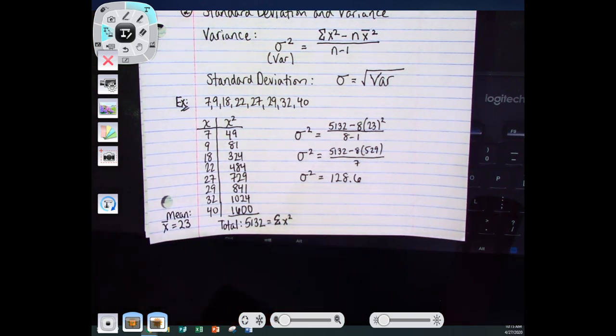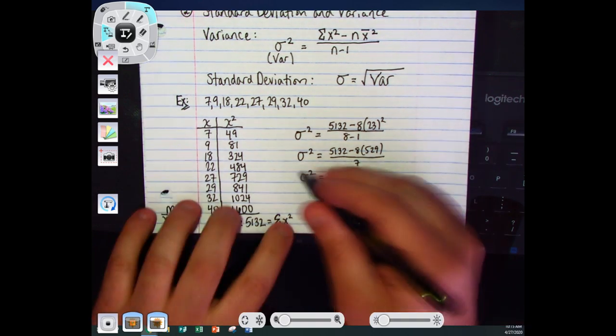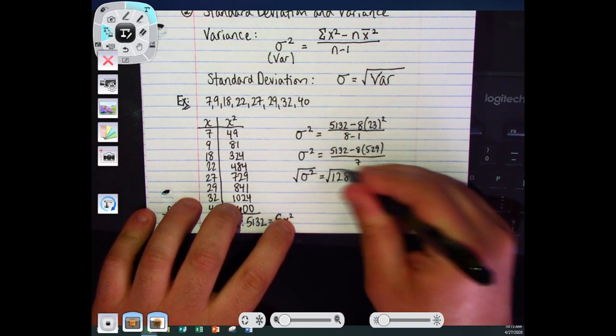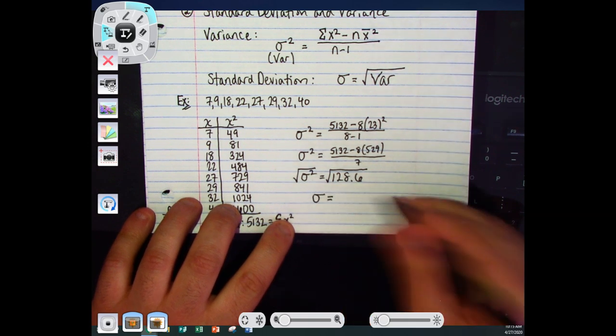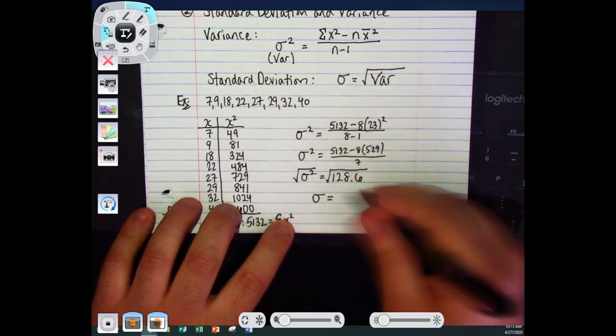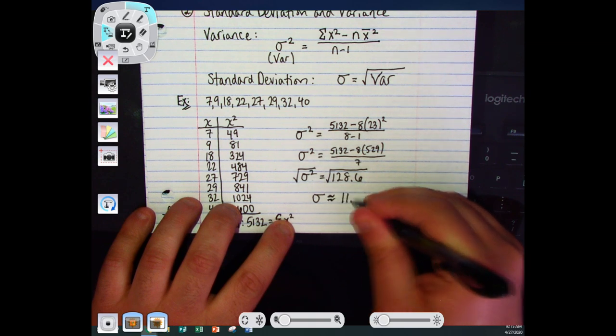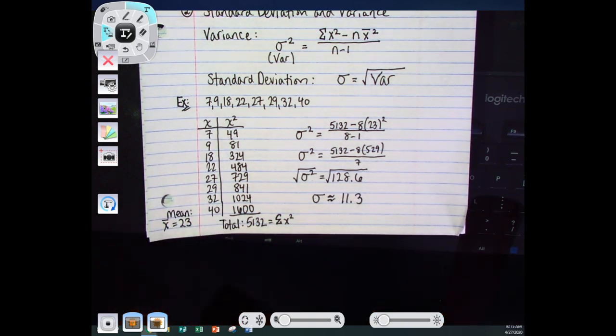We're not done yet. The last step here is we have to calculate standard deviation by taking the square root of this. When I take the square root, we end up with a standard deviation of approximately 11.3. Therefore, the standard deviation of this data set is 11.3. So the spread varies by 11.3 from the mean. Okay.